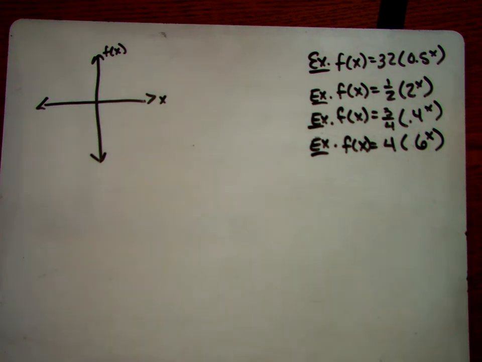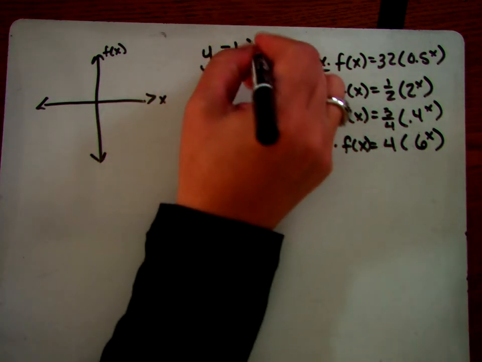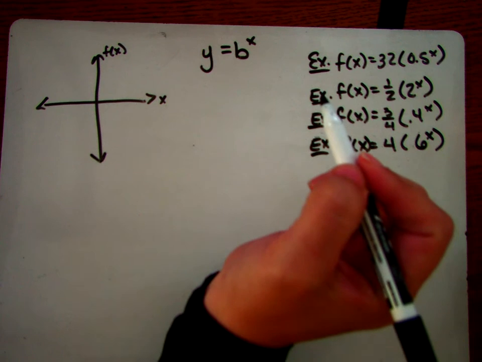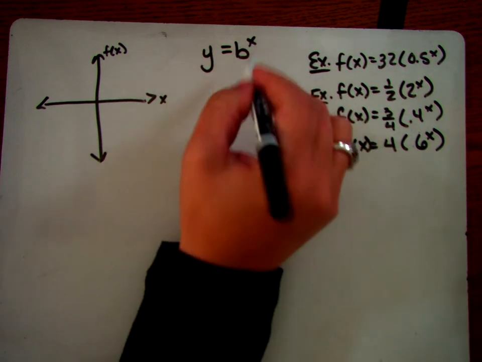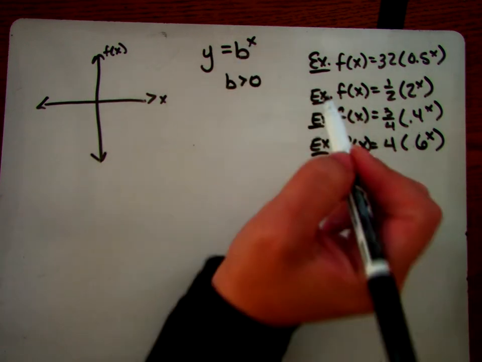Hey guys, so today I want to talk about exponential functions, and growth and decay. An exponential function looks like y equals b raised to the x value. So, some rules: b has to be greater than 0.